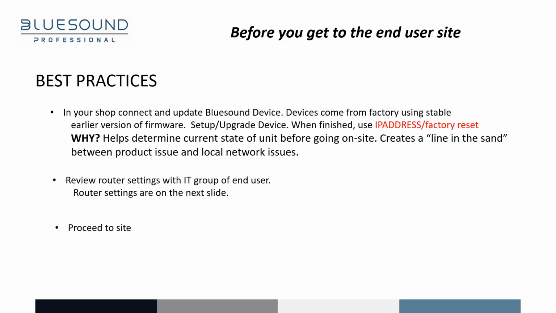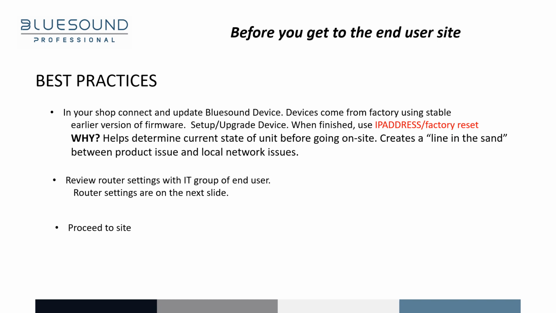First, before going to the site, let's explore some best practices, what I recommend you do in your shop. Connect your BluesoundPro device, and during the setup process, the device will upgrade to the latest firmware. Play some music, making sure that the unit is functional, and spend some time using the BlueSound app if it's new to you, and then do a factory reset command. This will confirm that the device is ready to go to the site.